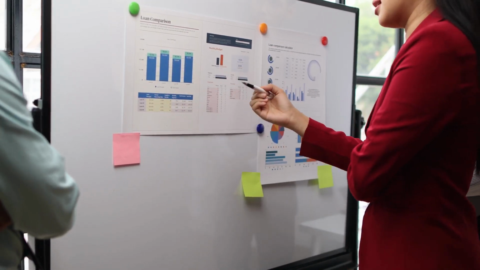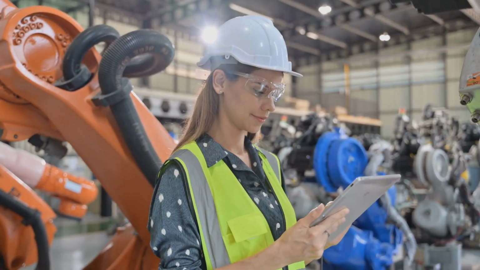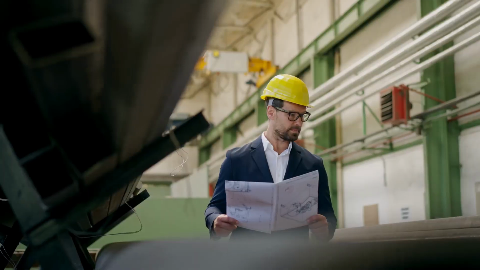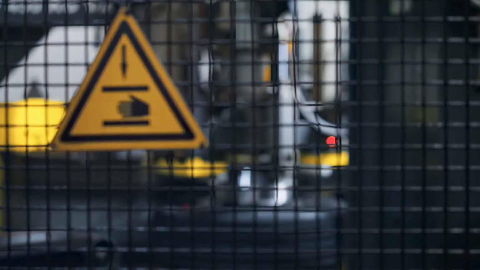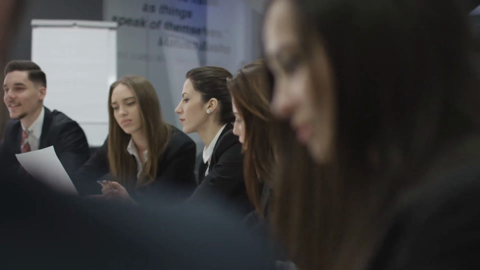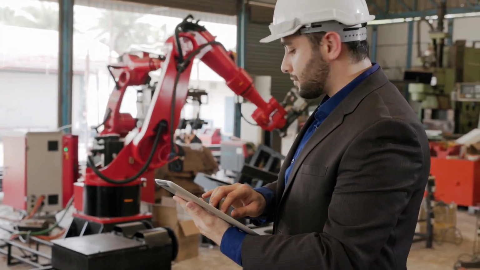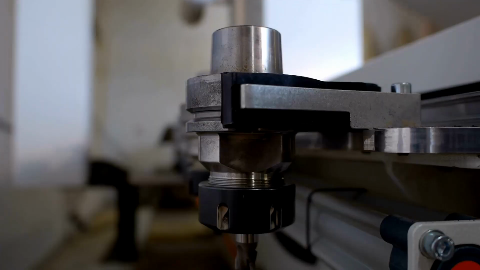So when should you use it? Use the 8D method when a significant non-conformance or customer complaint has occurred. The root cause is unknown or unclear. The problem could result in serious quality, safety, or reliability risks. There is a need for formal, documented problem solving, especially with external stakeholders. Or, you need to demonstrate corrective action effectiveness, such as in regulated industries or supplier-customer relationships.